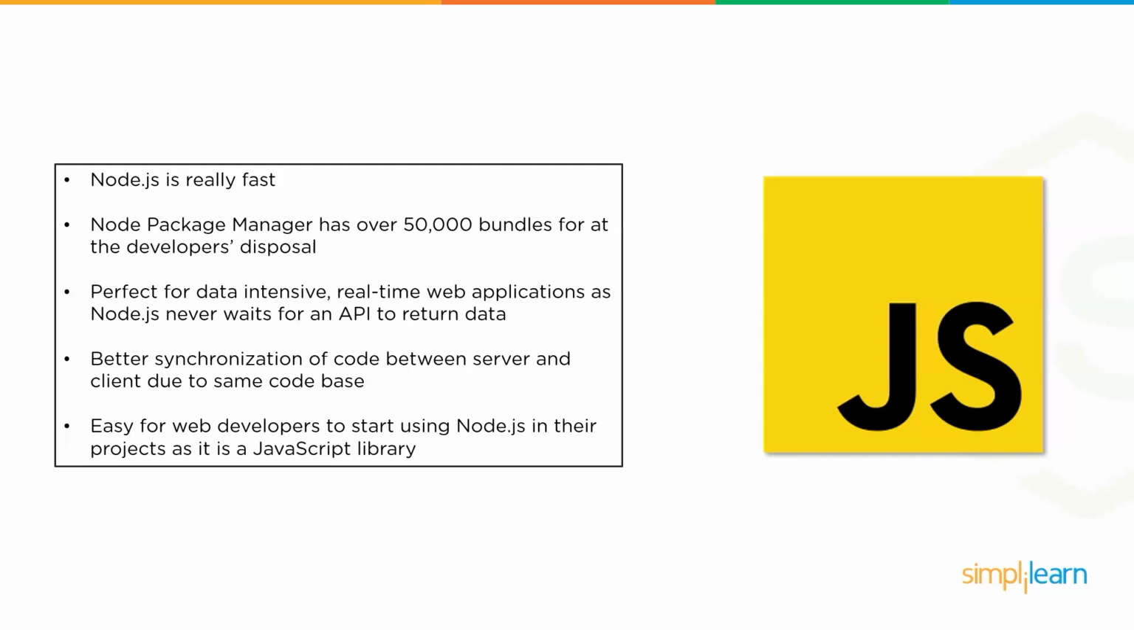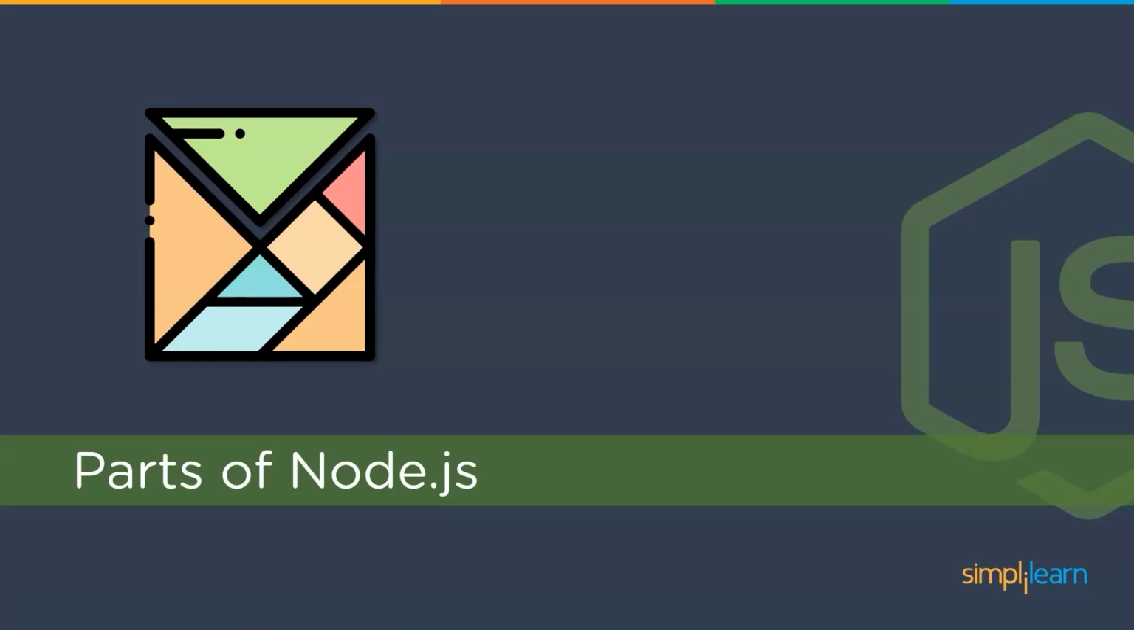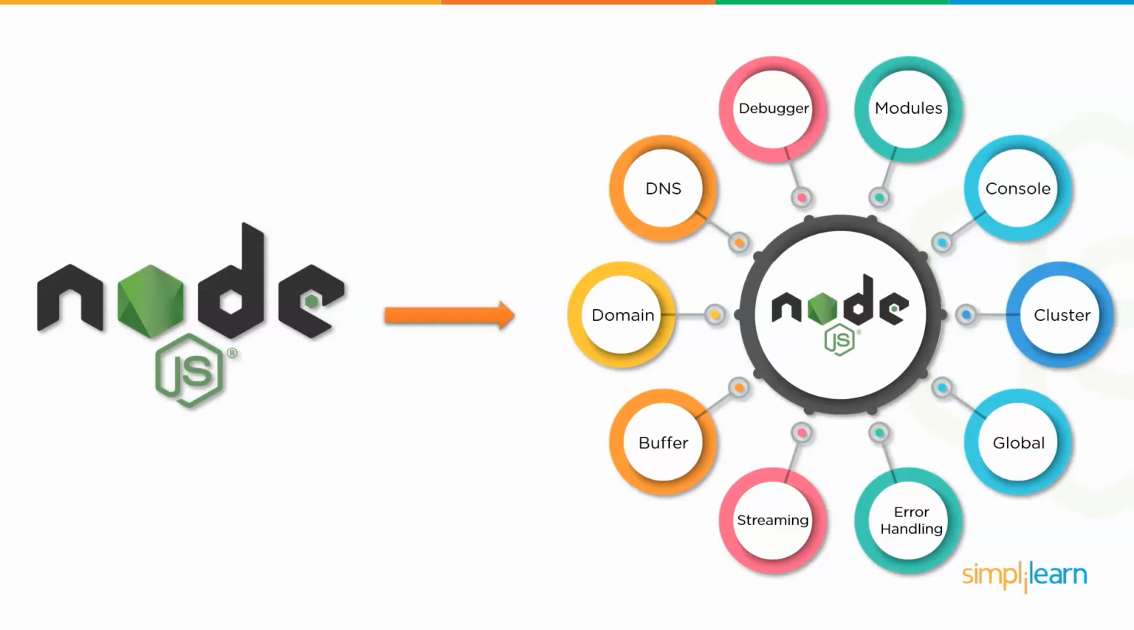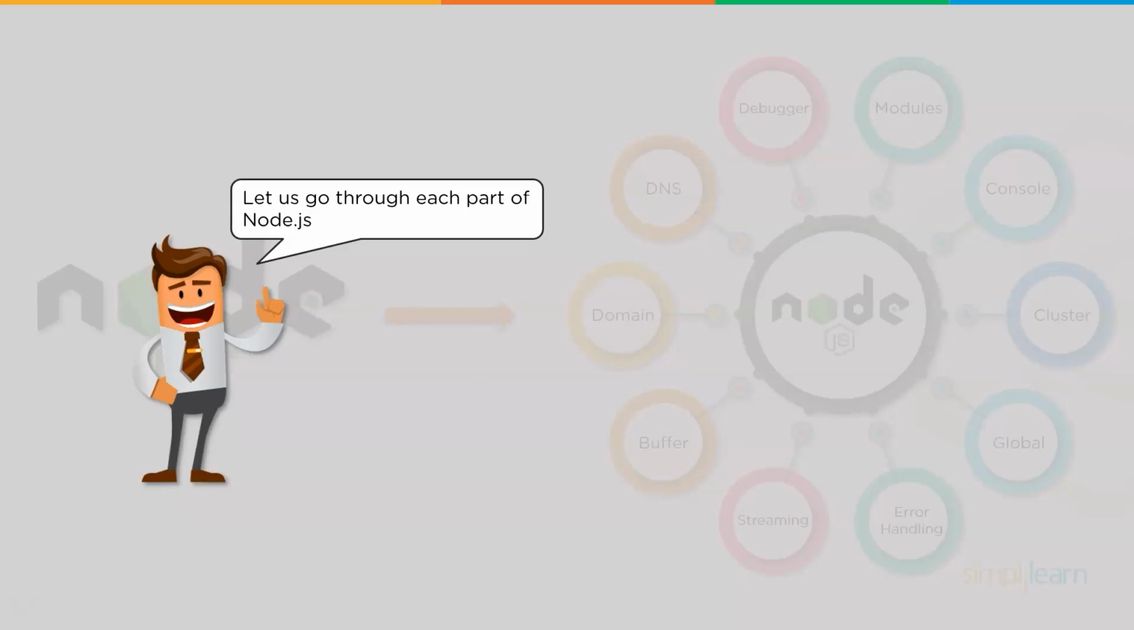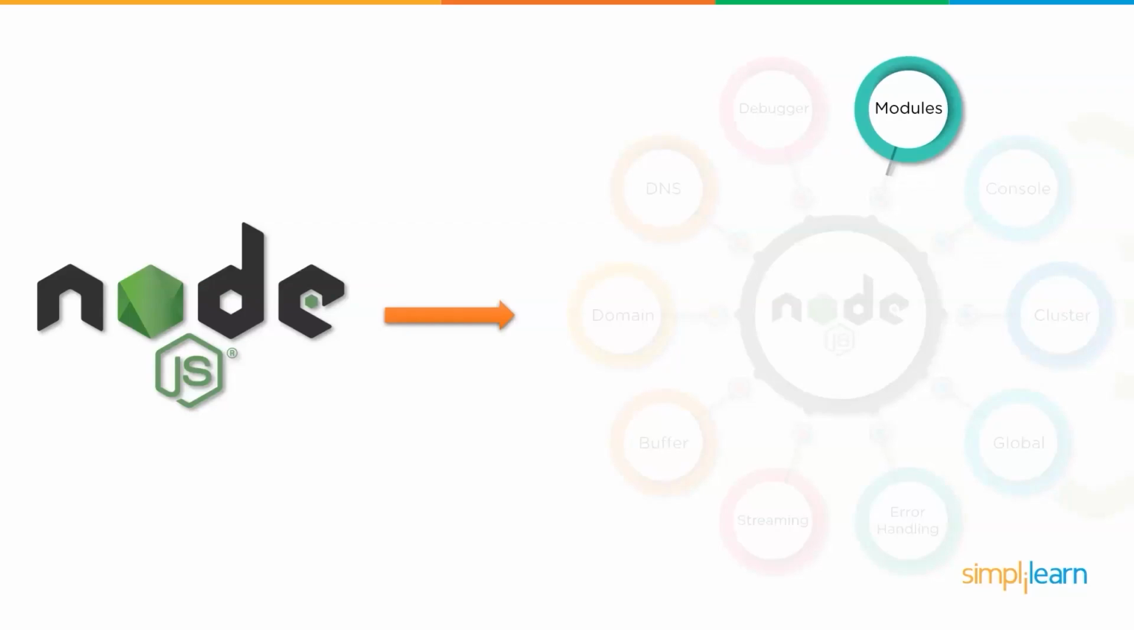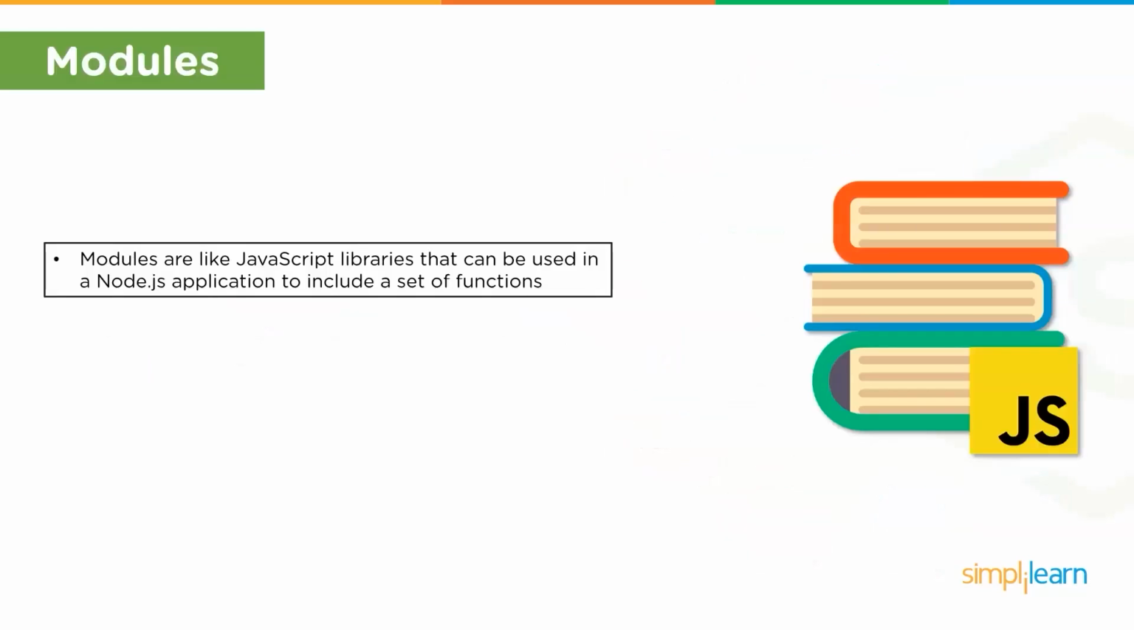So now moving on, let's familiarize ourselves with the parts of Node.js. Node.js consists of several components. Now let's look at them one by one. First up, we have modules. Now modules are like JavaScript libraries which are used in a Node.js application to include a set of functions.